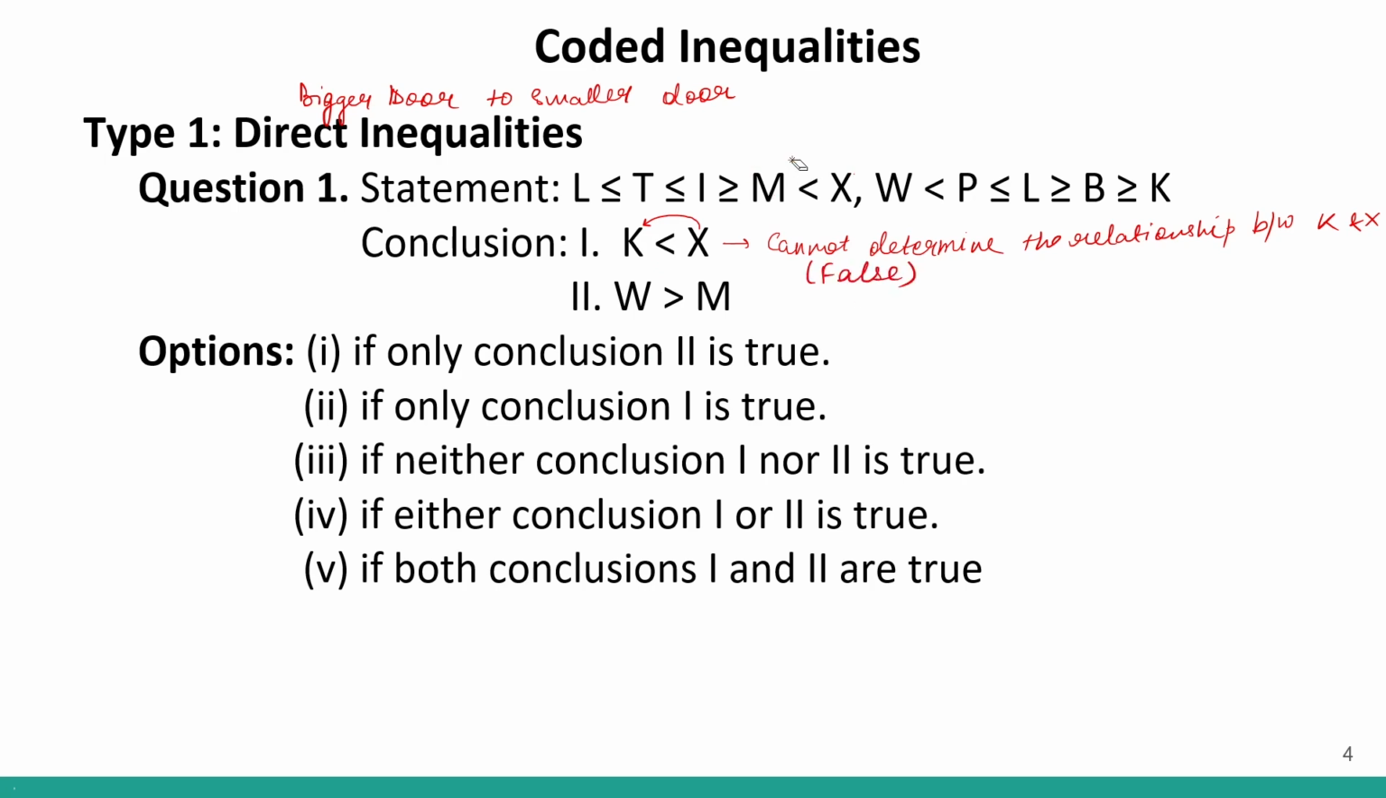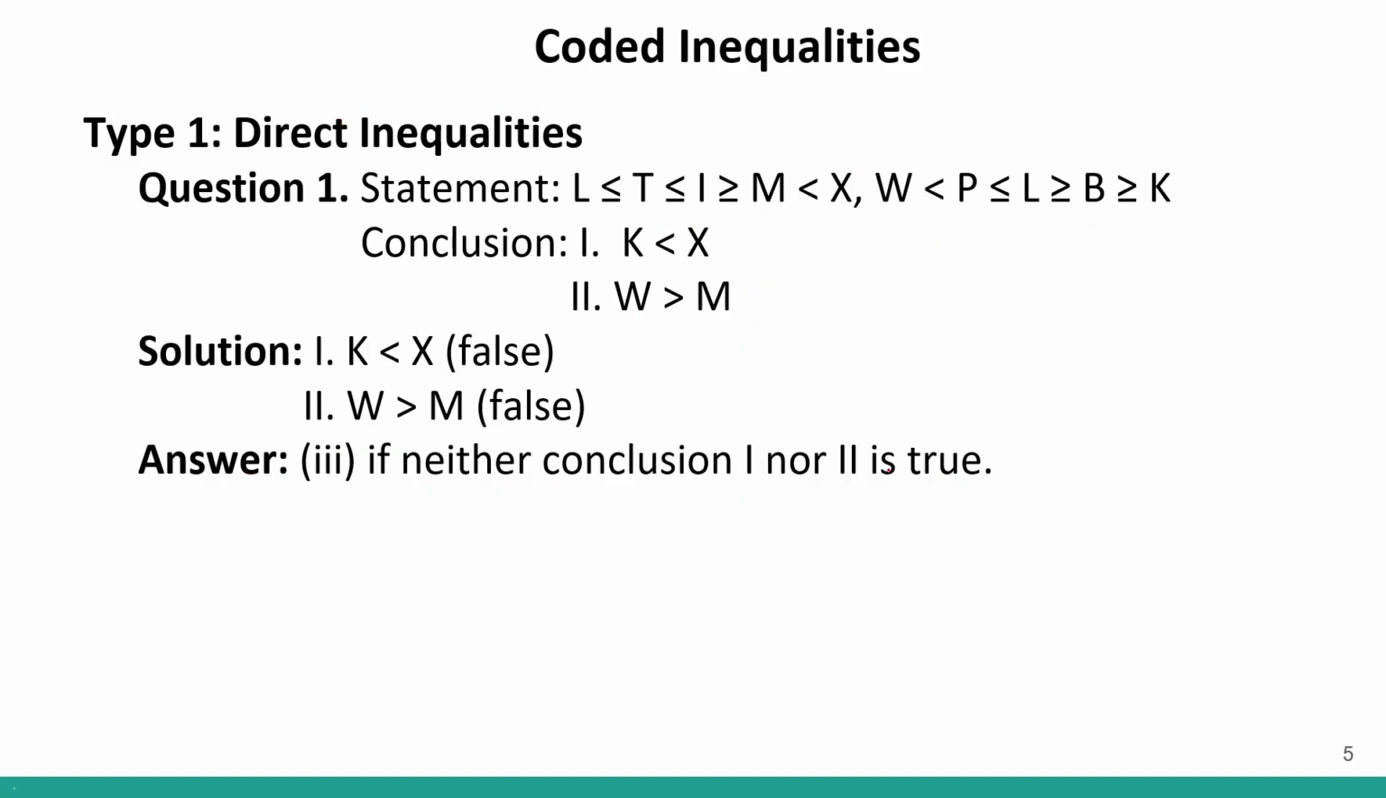The second one says that W is greater than M. That means we will move from W to M. W is over here, but in front of W I can see only a small door. I cannot see a bigger door, correct? So I cannot proceed forward from W. So this one is definitely false as well. Both these conclusions will be false. So my answer is option number 3, that neither conclusion 1 nor conclusion 2 is true. So both of them are incorrect. This will be my answer. Clear?